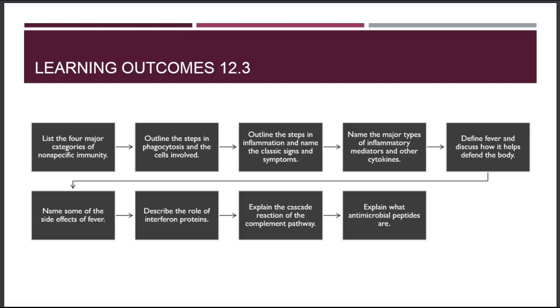First, you need to be able to list the four major categories of non-specific immunity. Outline the steps in phagocytosis and the cells involved. Outline the steps in inflammation and name the classic signs and symptoms. Name the major types of inflammatory mediators and other cytokines. Define fever and discuss how it helps defend the body. Name some of the side effects of fever.